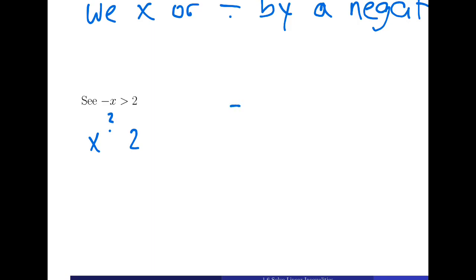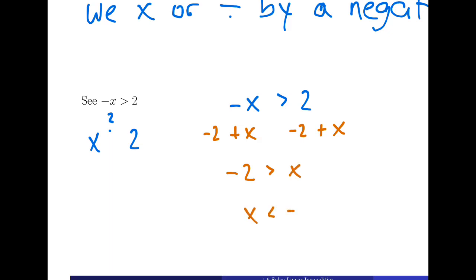So let's look at this a little bit different way. There's another way that I could get the x to be positive, and that's by adding x to both sides. And then I would subtract 2 from both sides. And so now what I have is negative 2 is greater than x, or if we flip that, the x has to be less than the negative 2.